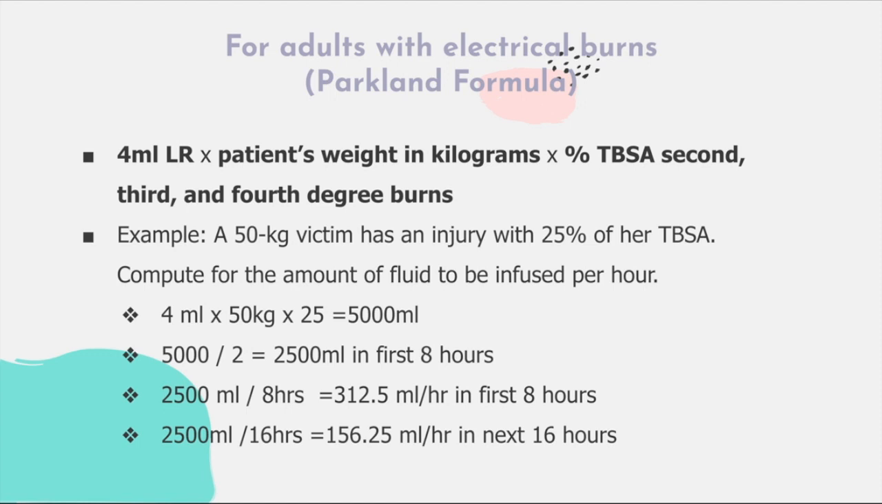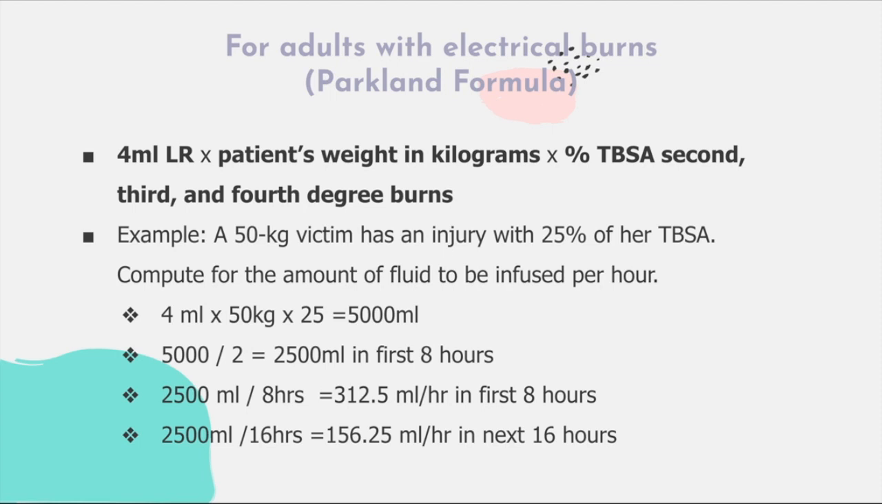So 4 times 50 times 25 will equal 5,000 ml. So the 5,000, if you want to determine the fluid for the first 8 hours, you will then divide the 5,000 by 2, equaling 2,500 ml in the first 8 hours.